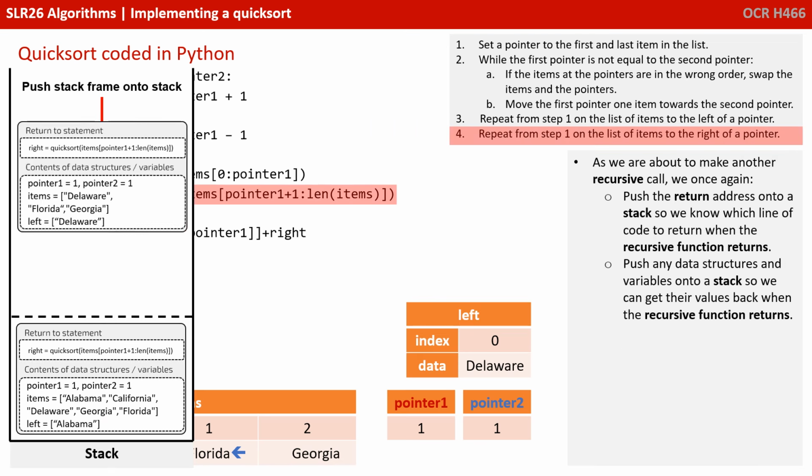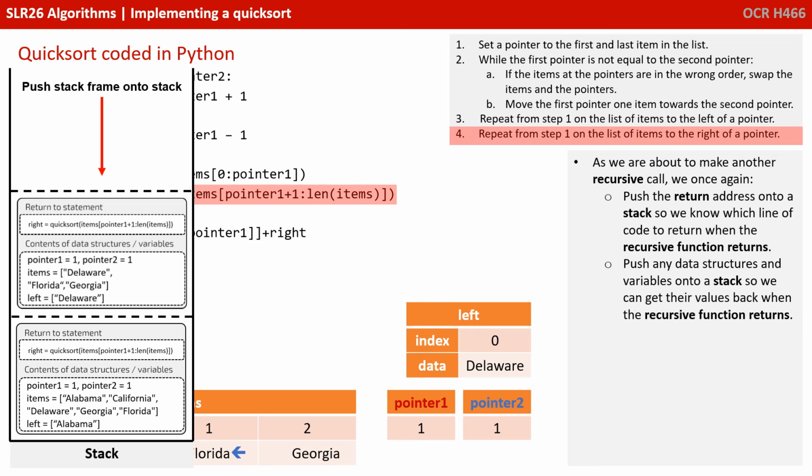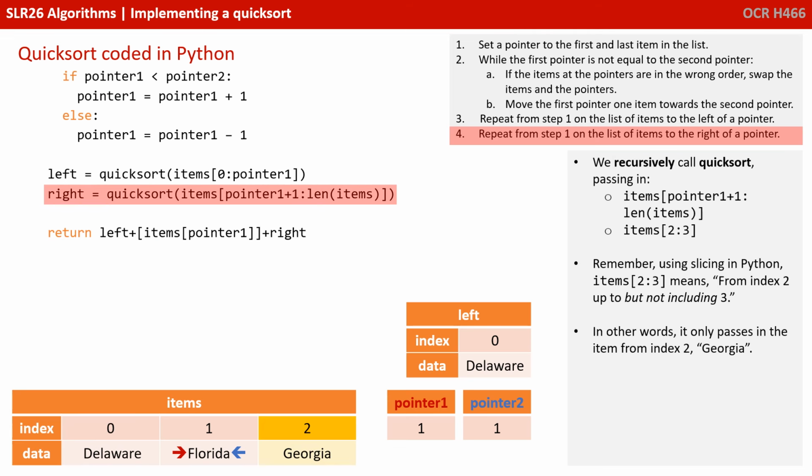So we're about to make another recursive call. So again, we push a stack frame onto the stack, including all the information we need so we can get back to it when we return. We recursively call quicksort, passing in items 2:3, which again, with slicing, means we're only passing in the item in element 2, Georgia, everything to the right of the pivot point, Florida.